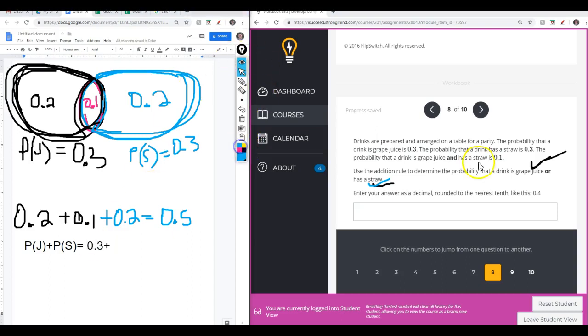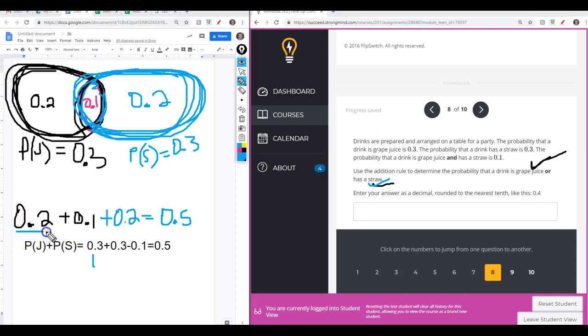Plus the probability of it being a straw right here was also 0.3. And notice again, we're including this intersection again. So it was counted once in here, and again with the probability of the straw. So that's why we subtract out one of those intersections. And that also equals 0.5. So again, I hope you can see that better.